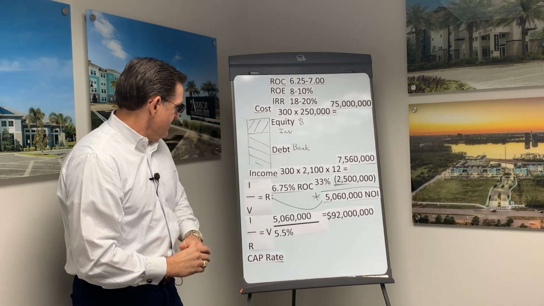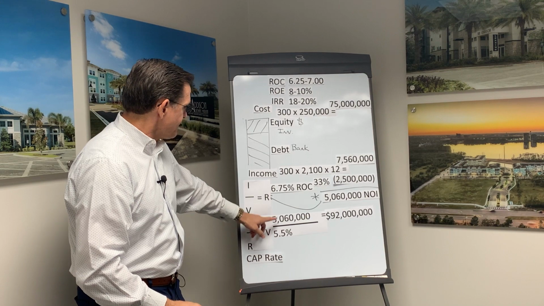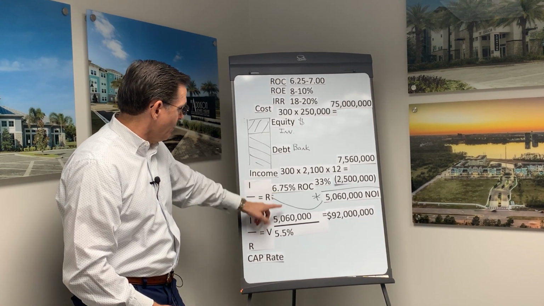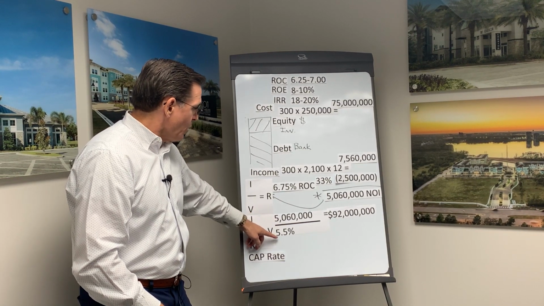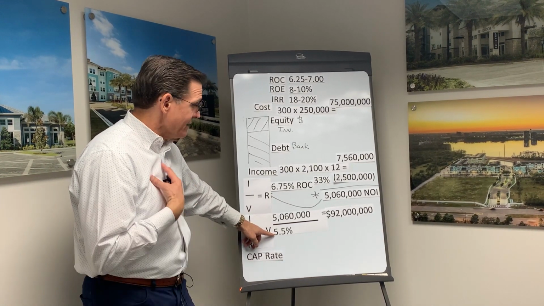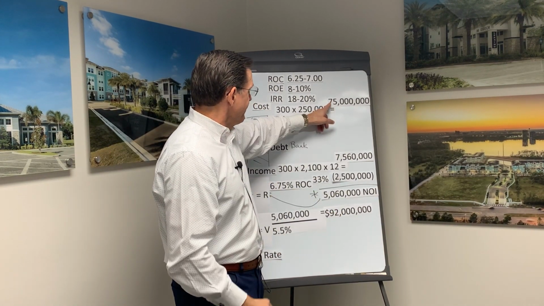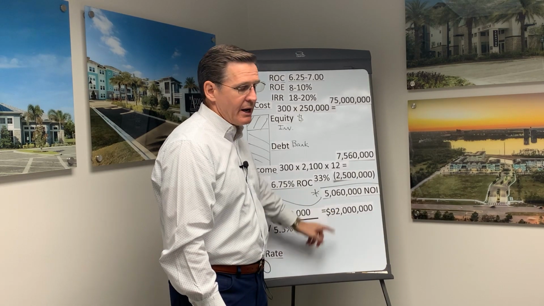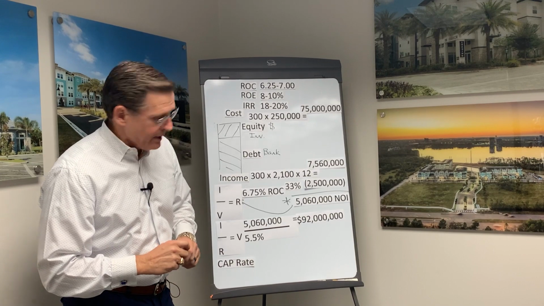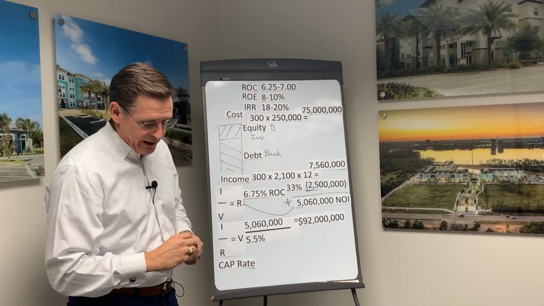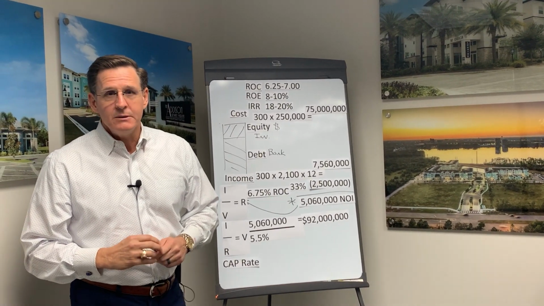So in essence, we have created value based on what we know the return on cost is and what investors are willing to pay in the market. So the lower the cap rate for us, the higher somebody's willing to pay us. So we built it for $75 million. Somebody's willing to pay us $92 million. Okay, so in essence right here, obviously 92 minus 75, we have a $17 million gain on this project.